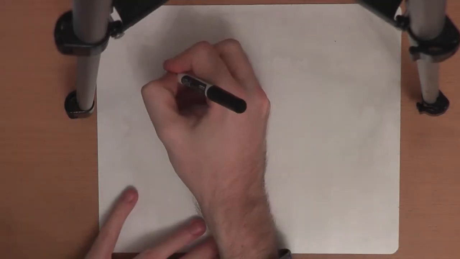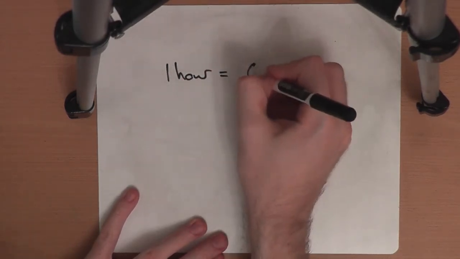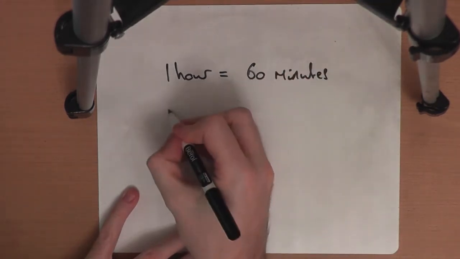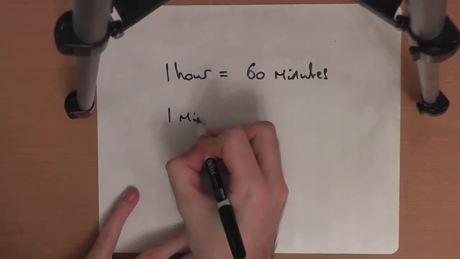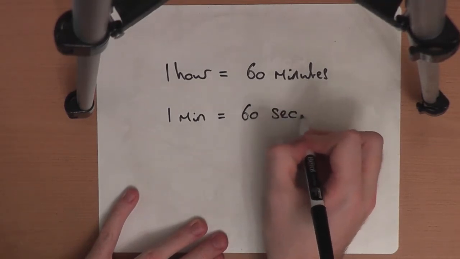Key fact number 1. You need to know the conversions for the different units of time. We need to know, for example, that 1 hour is 60 minutes. We need to know that 1 minute is 60 seconds.